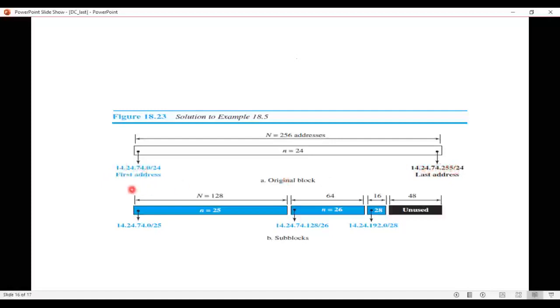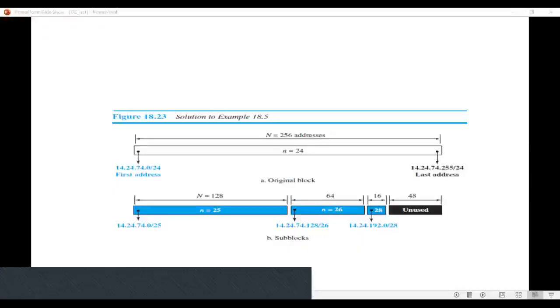Out of this, for the first sub block, you allocated 128 addresses, starting from 0 to 127, and the subnet mask was 25. Next, for the second block, you allocated 64 addresses with subnet mask 26, starting from address 128 to 191, the last address. Next, the one with 16 addresses, that is 192 to 207. And the next 48 addresses you can use as unused space.